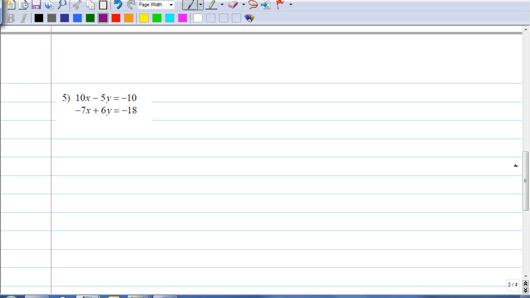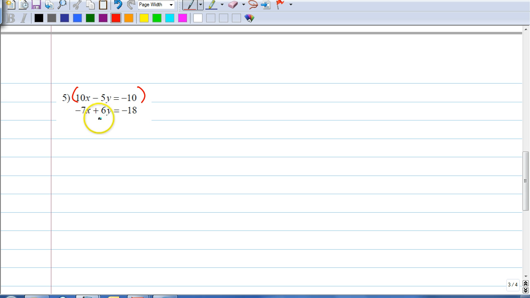Now the next one, if you notice, there's nothing I can multiply 7 by to get 10, and there's nothing I can multiply 5 by to get 6, to get rid of the y's. So I have to actually multiply both equations by a number here. So let's say we want to get rid of the y's. What we would do to get rid of the y's, it's a very easy process.